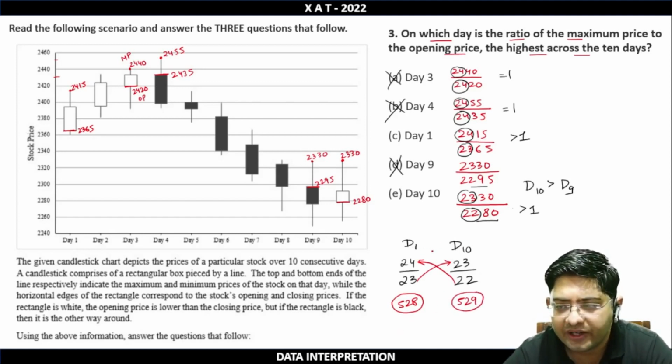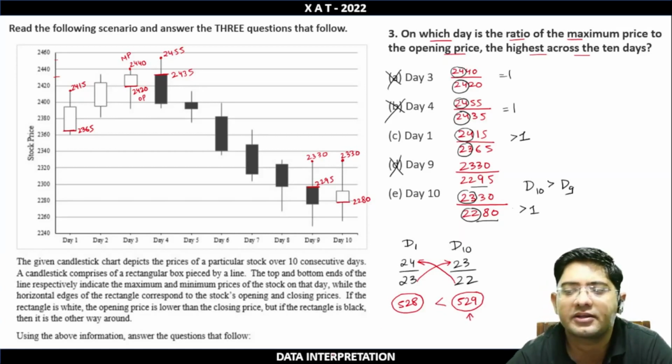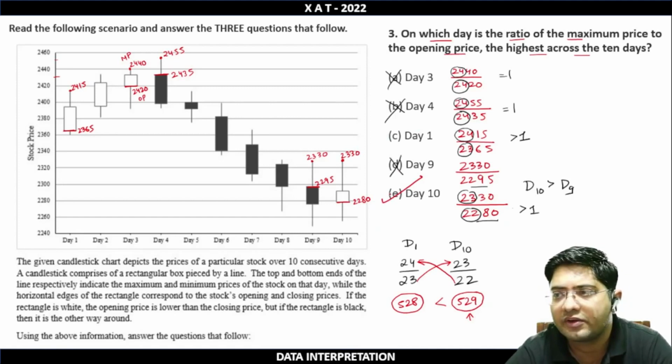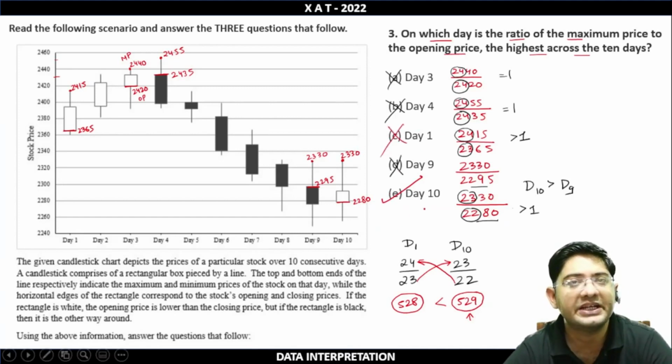So if I want to find which is the greatest fraction, the number which is greater here is 529. So that means day 10 is greater than day 1. That means day 10 is the highest across the 10 days. So we can eliminate day 1. So the answer is option E, day 10.